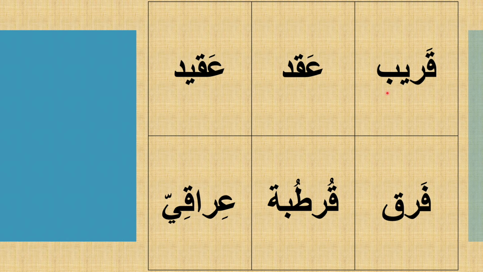And now we have some words. Qareeb means close. It's an adjective. Aqd. Aqd is an act, like a marriage act. Aqd comes from the word aqada, to tie or to knot. Aqid is a military rank. Farq means difference. Qurtuba is the name of Cordoba in Spain, the city of Cordoba. In Arabic, it's Qurtuba. Iraqi means Iraqi.